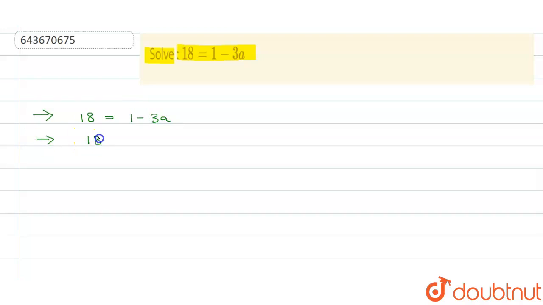Then 18 minus 1 is equals to minus 3a. 18 minus 1 is 17, is equals to minus 3a. And minus a is equals to 17 by 3. And the value of a will come to minus 17 by 3. And that is our answer.